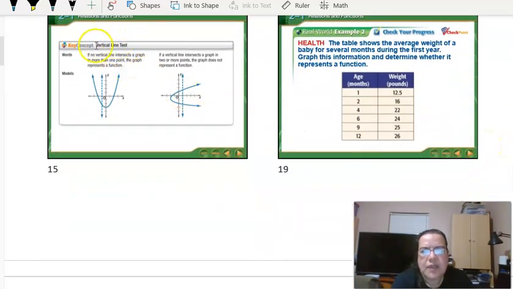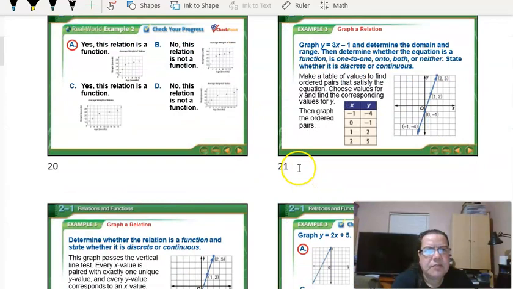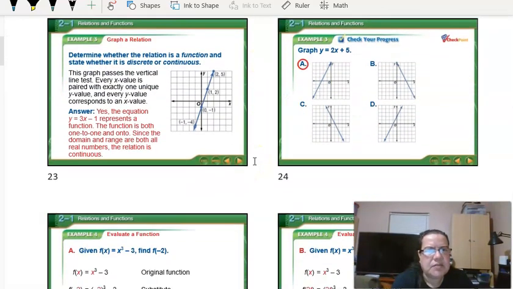They also mentioned the vertical line test. Notice how they drew a line that's vertical. If it touches one time, you've got a function. If it touches two times, you don't have a function. And so you're going to have some different examples here, explaining some of the extra things.